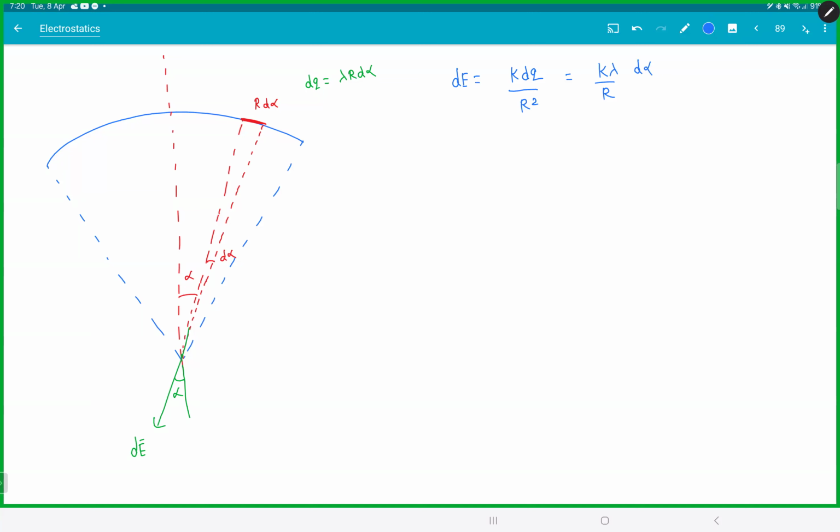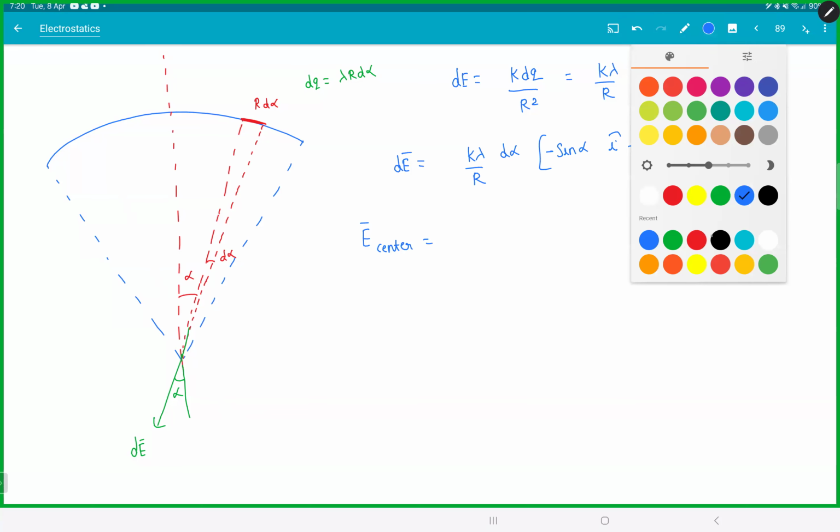But remember, you always have to integrate in vector form. You can't integrate this directly. So dE bar will be k lambda by r d alpha, vectors will be minus sine alpha i cap minus cos alpha j cap. You can clearly see here all the i components will cancel out. Here also there will be a component, the field will be like this. So by symmetry you can see there will be only the j component left out. That's the field at the center.